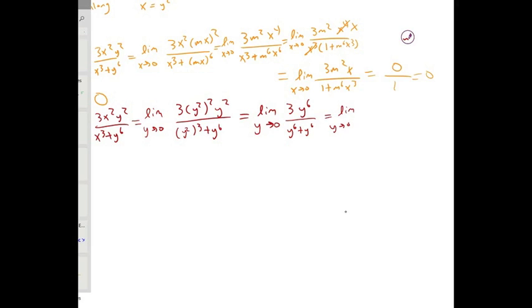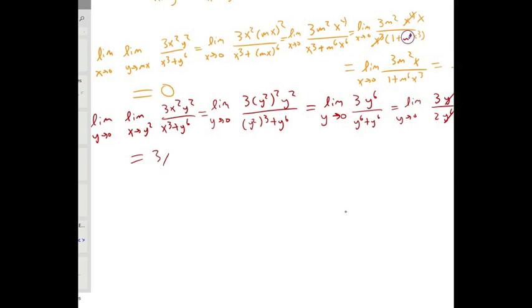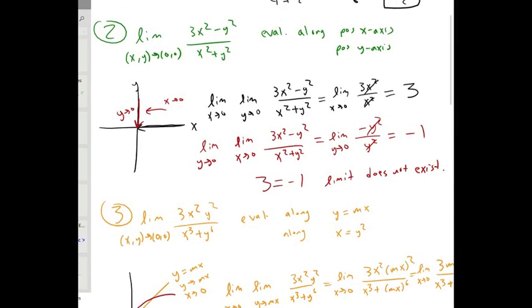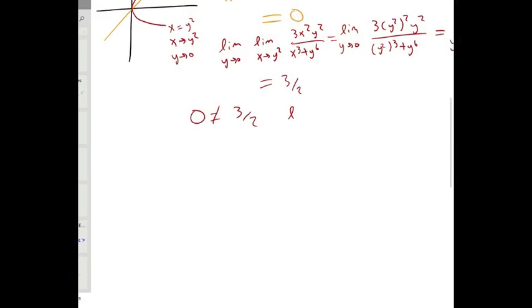And if we combine the y to the 6th in the denominator, we'll get 3y to the 6th over 2y to the 6th. The y to the 6th will cancel, and we'll have 3 halves. So, since 0 does not equal 3 halves, the limit does not exist.